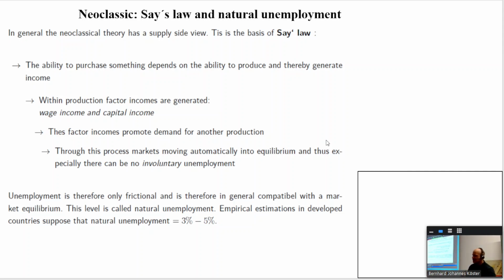Okay. And qualitatively spoken, this neoclassical view is summarized by so-called Say's law. Jean-Baptiste Say was also an economist, a philosopher in the 19th century, and he formulated his idea of how the economy is functioning.